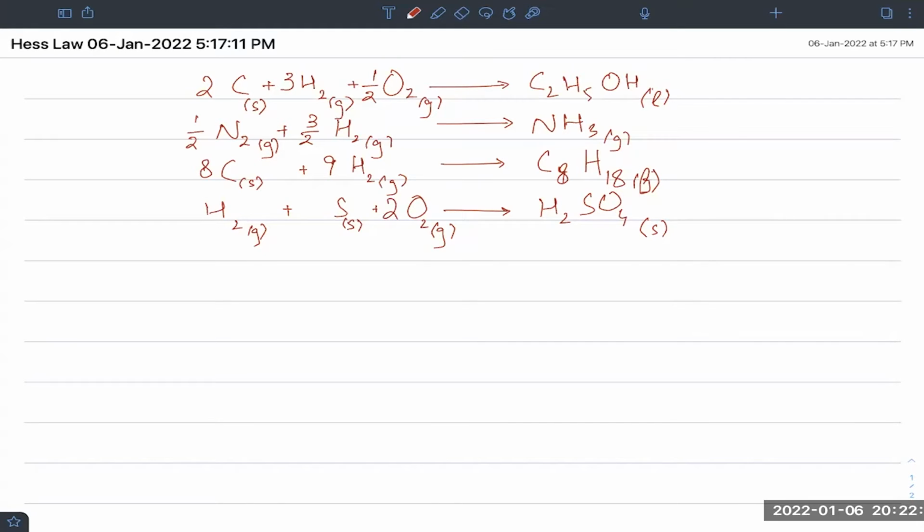So these are standard equations for formation, and the enthalpy changes in these equations would be delta H formation of these compounds. Of course, in the first one, we'll say it is the delta H formation of ethanol, which is usually how we write them. Next one is for ammonia. Next one is for, and you get the idea, octane and all that.